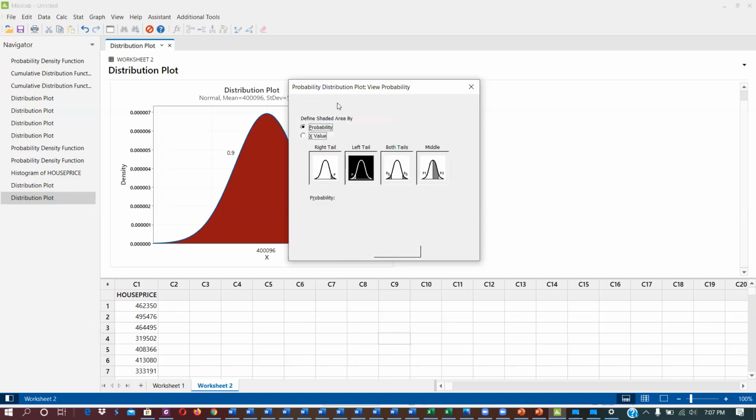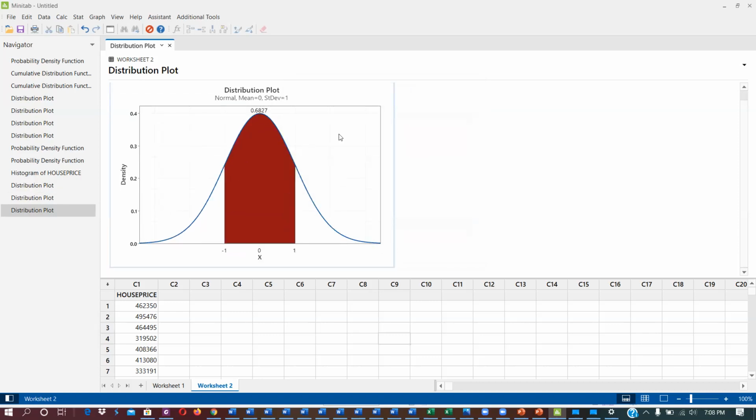Now look at the shaded area. I'm going to put the shaded area here. So what is the value? Here I can put the value of x. What is the value from -1 to +1? Can you see this? So x is mu minus 1 sigma to mu plus 1 sigma. What is the value? 68%. So this is 2 sigma.